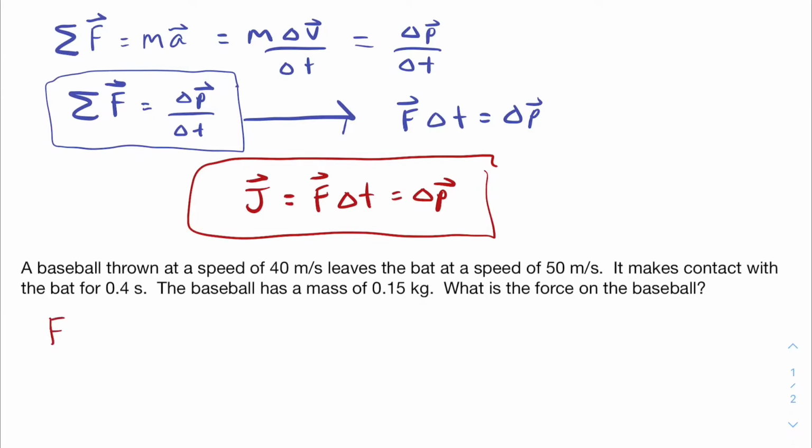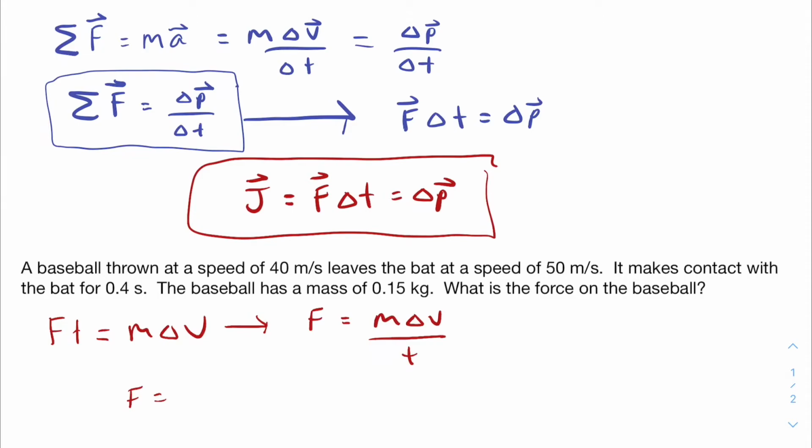From the impulse formula, we know that force times time is equal to mass times the change in velocity. This can be rearranged to say that force is equal to the mass times the change in velocity over time. We can then just plug in all of the information that we're given. We see that the mass is given as 0.15 kilograms and the time is given as 0.4 seconds.